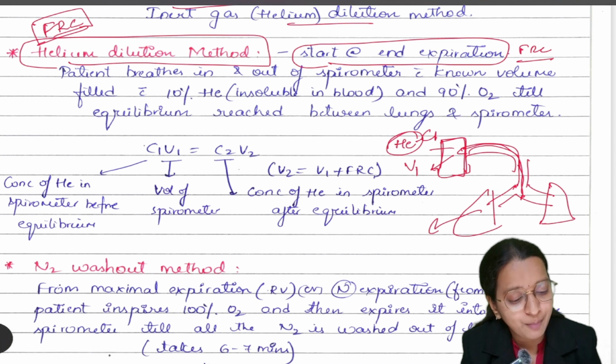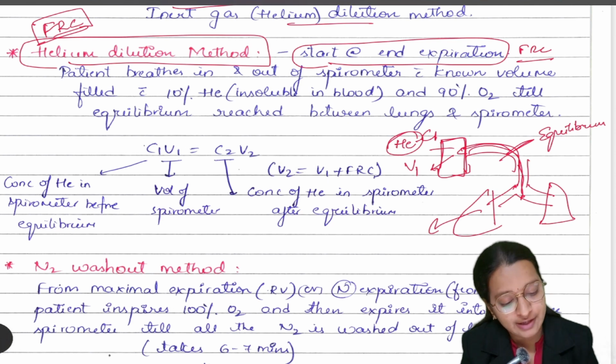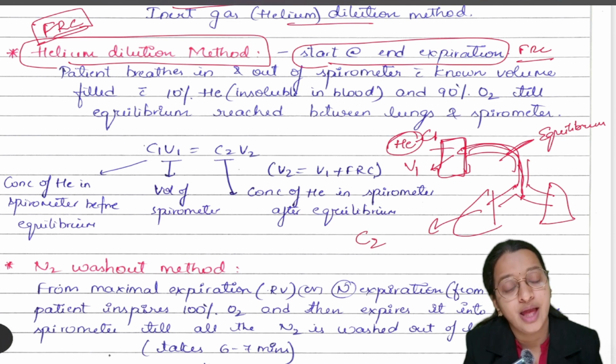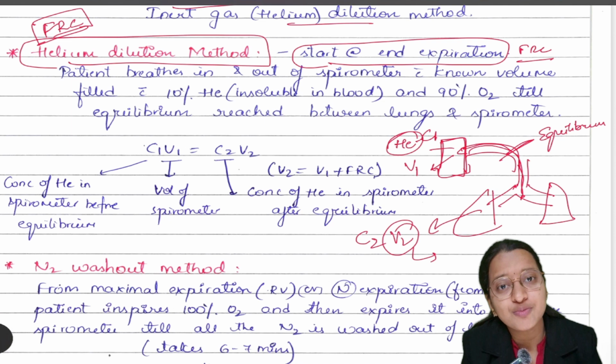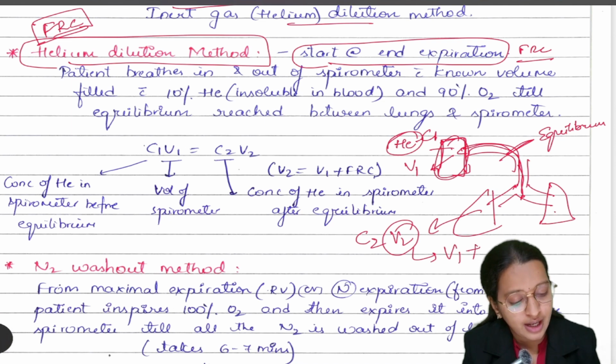So at one point there would be equilibrium attained. Now we'll calculate the amount of helium at the point of equilibrium, that will be C2. And the helium now is present in both spirometer and also in the lungs. That means V2. V2 includes the volume of spirometer and also lungs, right? So the volume of spirometer is V1 plus the volume in the lungs is your FRC because it is at end expiration.